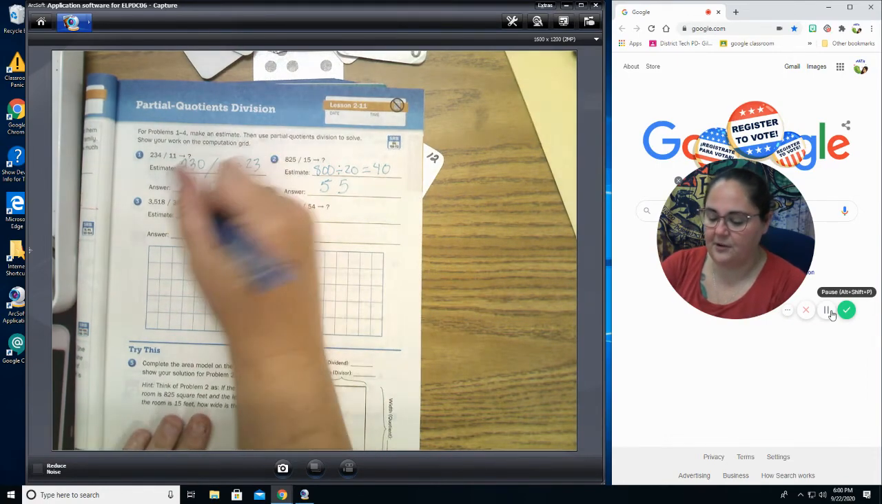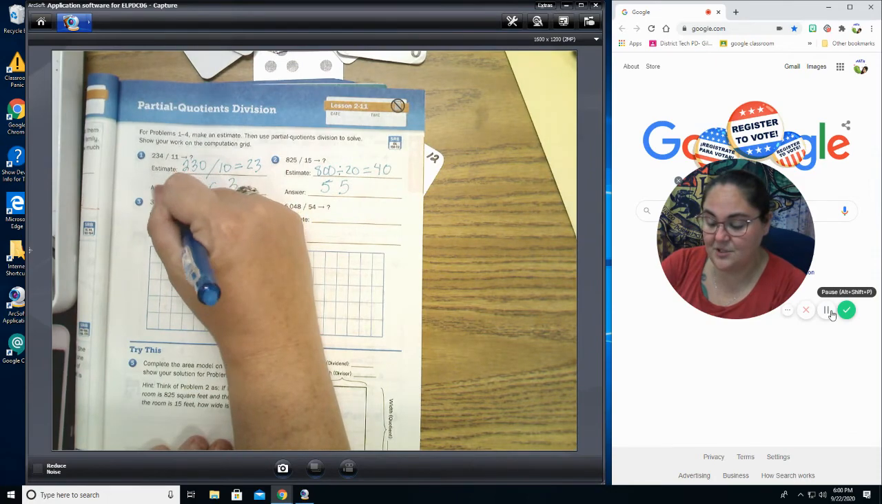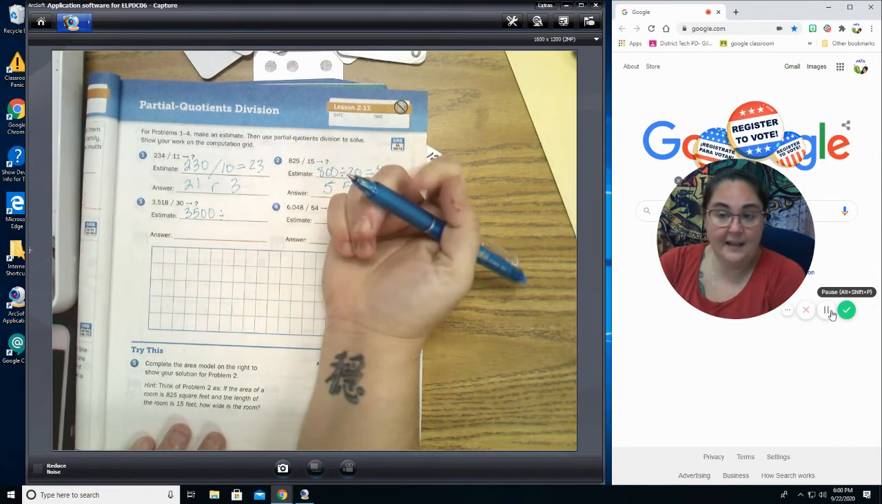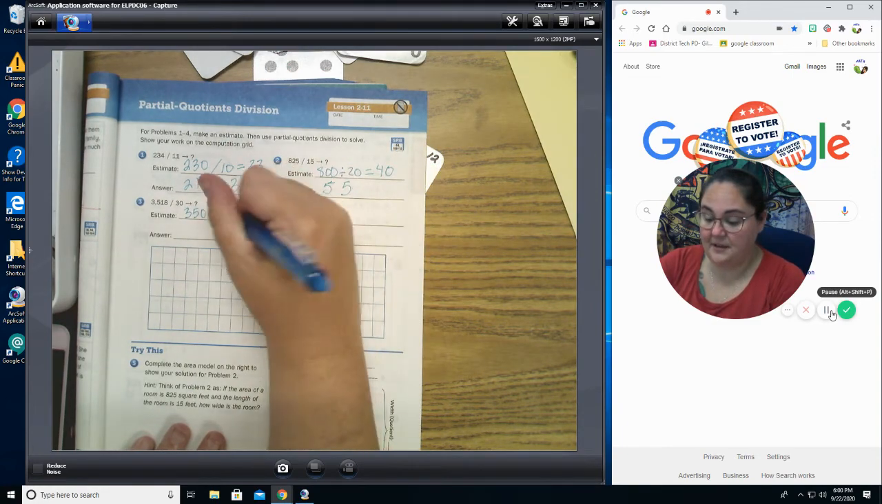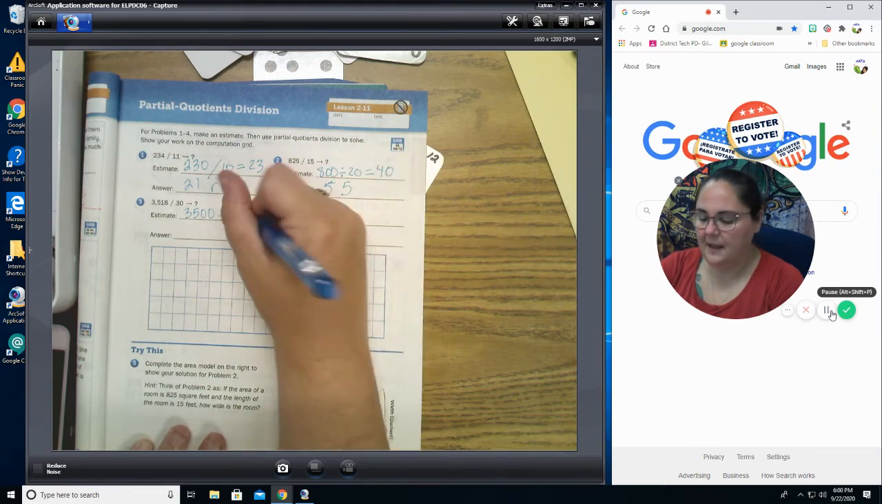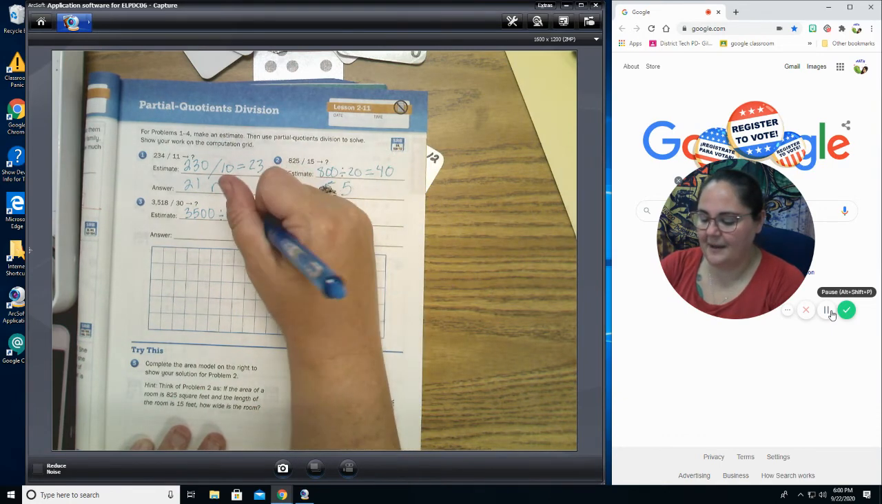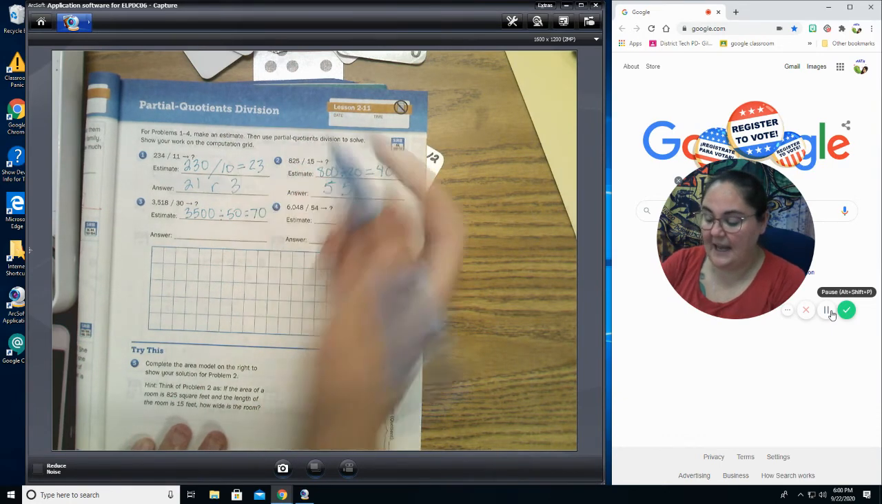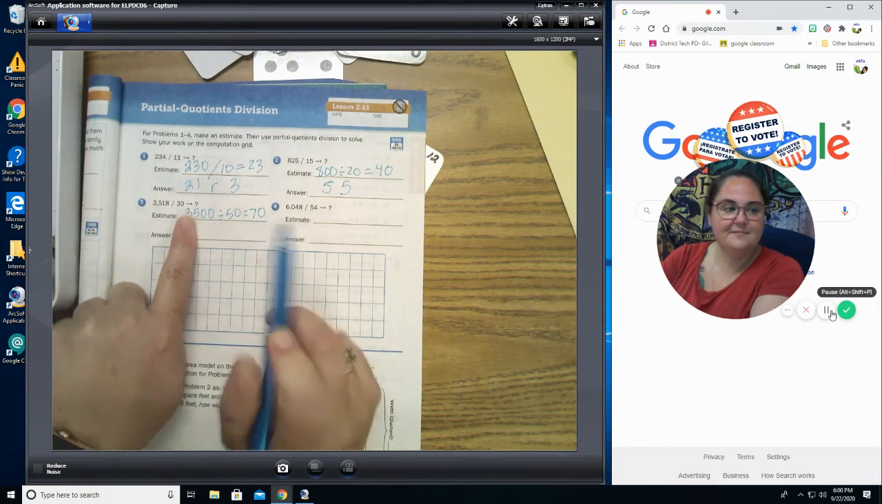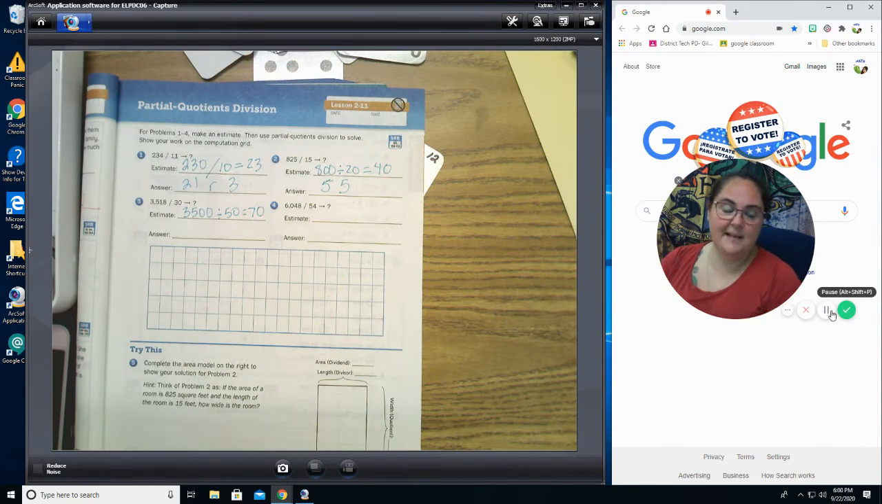3,518 divided by 30. I'm going to say that's close to 3,500. And to make it easy, I'm going to say that 30 is close to 50. Make it easy. 3,500 divided by 50 is 70. I know that because 7 times 5 is 35 with 2 zeros. That's my estimate.